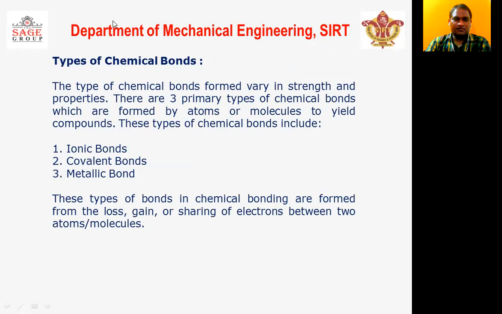So now, what are the types of chemical bonds? There are three types of chemical bonds: number one, ionic bonds; number two, covalent bonds; and number three, metallic bonds. These types of bonds in chemical bonding are formed from the loss, gain, or sharing of electrons between atoms and molecules.